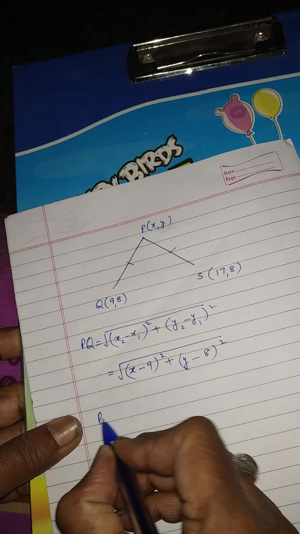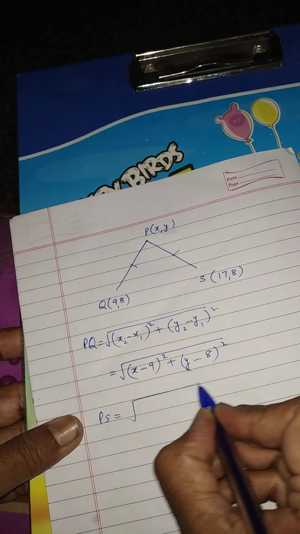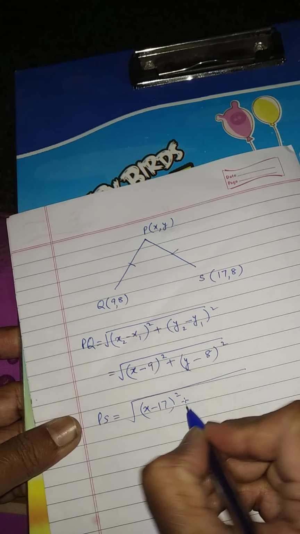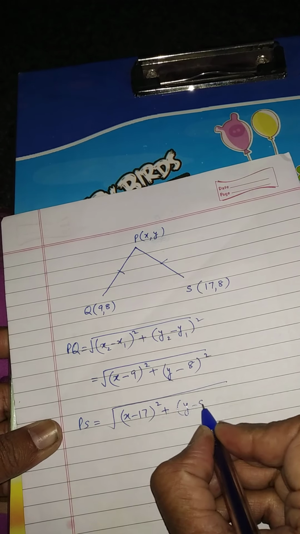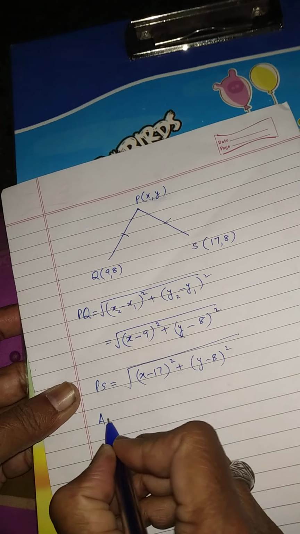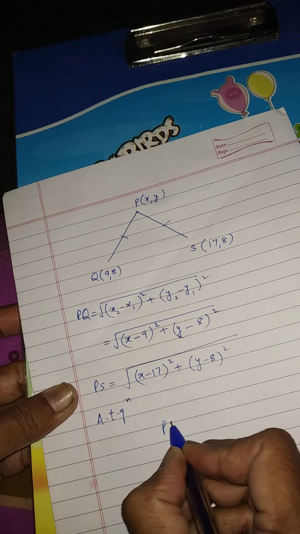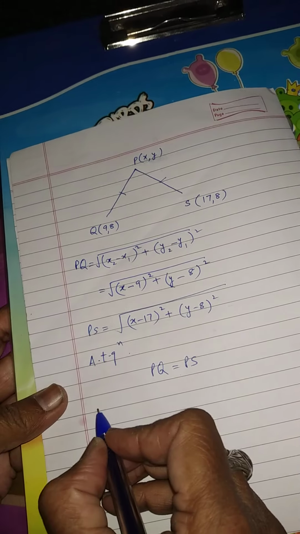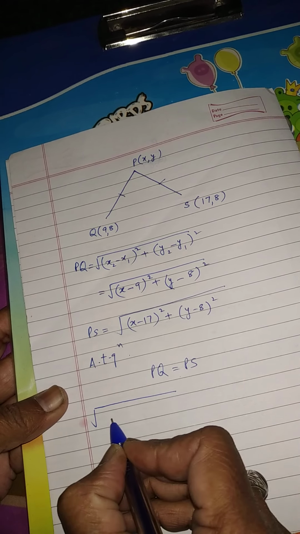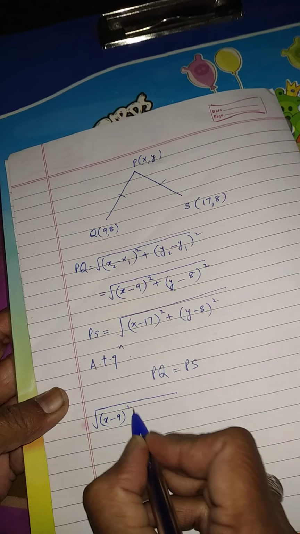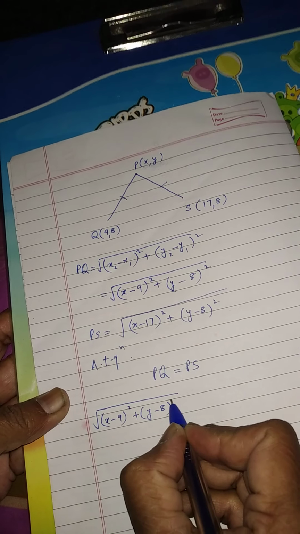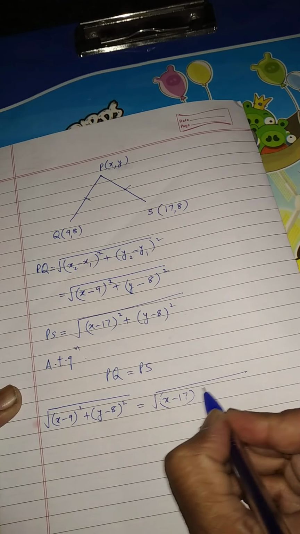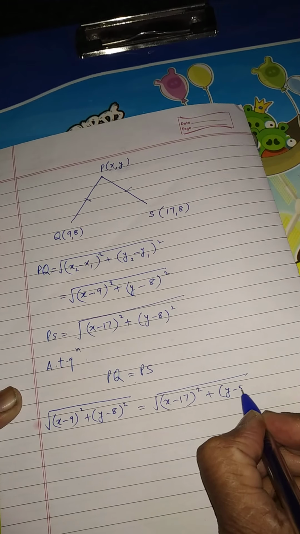Similarly, we will calculate PS by the same formula. So you write here the square root of (x minus 17) whole square plus (y minus 8) whole square. Now according to the question, PQ and PS are equal, they have given equal distance. So we will put these values equal. So here PQ's value we have root of (x minus 9) whole square plus (y minus 8) whole square is equal to root of (x minus 17) whole square plus (y minus 8) whole square.